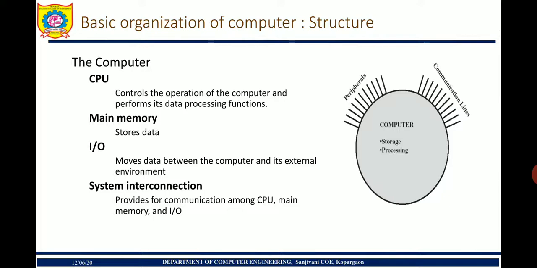Next one is main memory. Main memory is used for storage of data. Then IO devices, whatever you see here, peripherals, external connections, move data between the computer and its external environment. Then system interconnections are provided for internal communications amongst CPU, main memory and IO devices. So for communication between these systems we use system interconnections or communication lines.